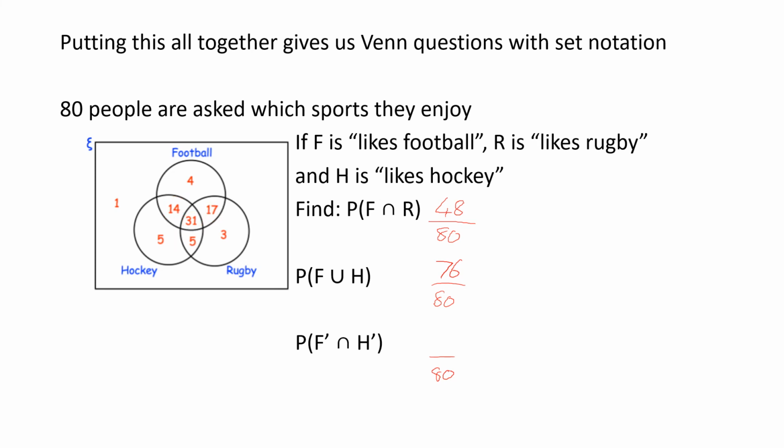Then for the third question, F dash and H dash. So that means all the people that don't like football intersected with all the people that don't like hockey. So we want the outside of the F circle combined with or intersecting the outside of the H circle. So this one person will count, this 3 people will count, and then everyone else is either someone who likes football or someone who likes hockey. So it's just 4 out of 80.